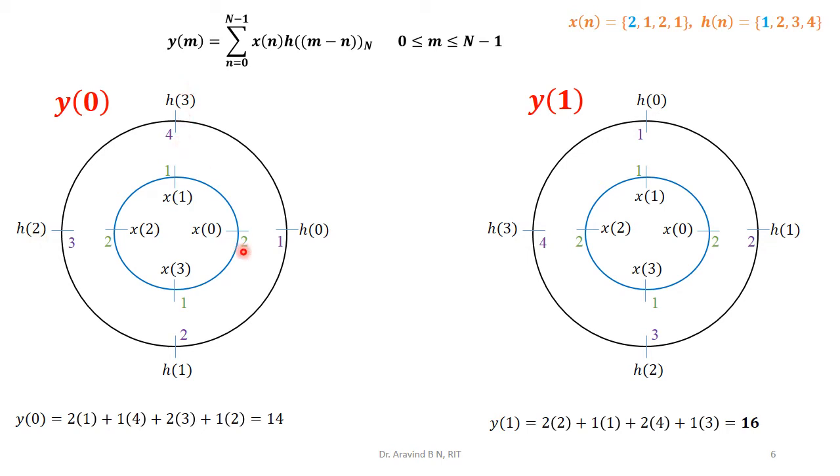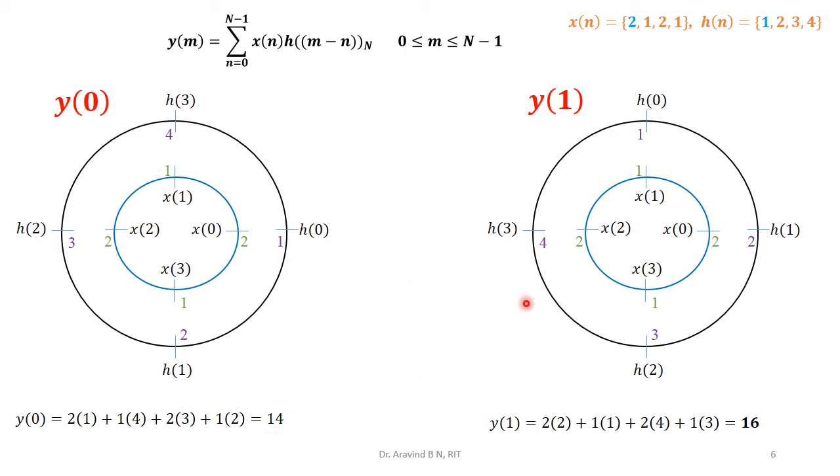So simply we are going to multiply 2 into 1 plus 1 into 4 plus 2 into 3 plus 1 into 2. That is what is being written over here, and its value will be equal to 14. So y of 0 is calculated. This is also quite a simple calculation.